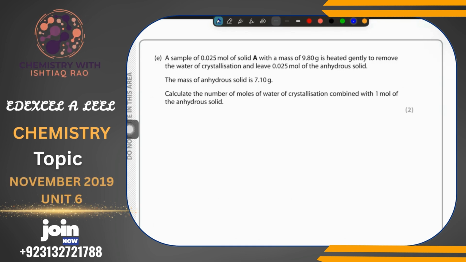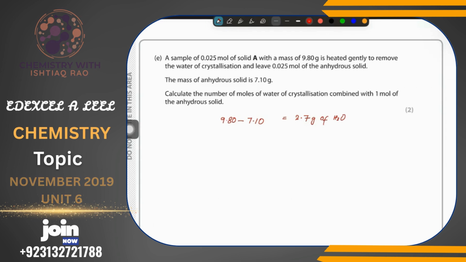First of all you found the mass of water, isn't it? 2.7. That's 9.80 minus 7.10, you have to subtract it, right? Anhydrous and hydrated, of course. When I subtract anhydrous from hydrated, I get the mass of water.